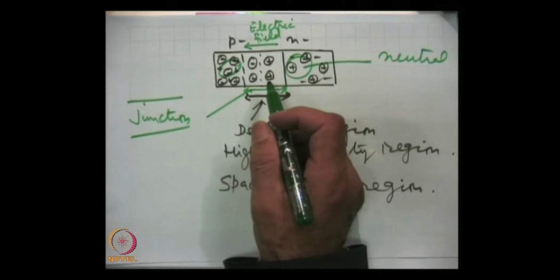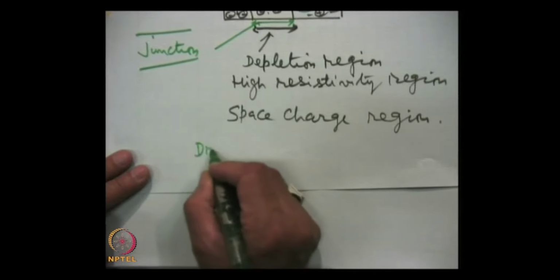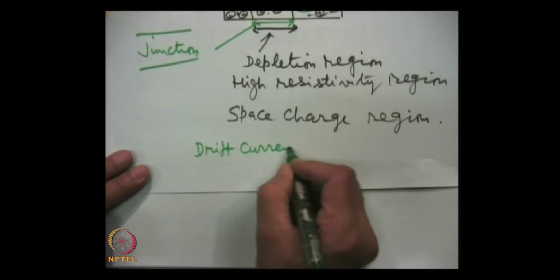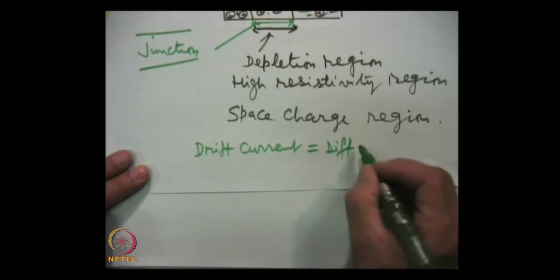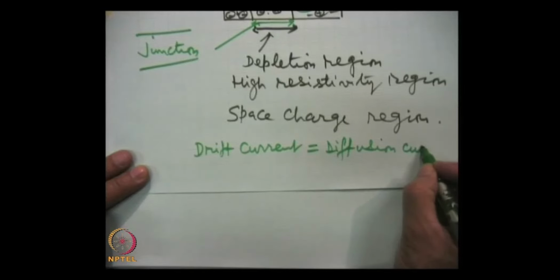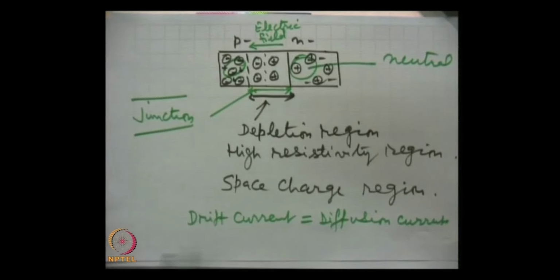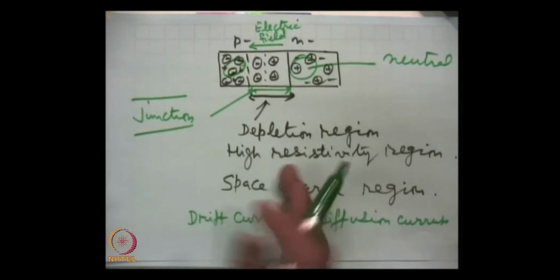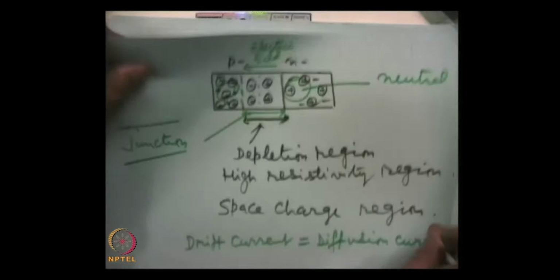Now, the junction comes into equilibrium when drift current is equal to diffusion current. Here an equilibrium is established, and the diffusion stops, drift stops. For more clarity, I draw another picture to summarize these currents.